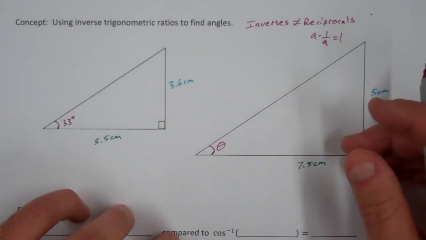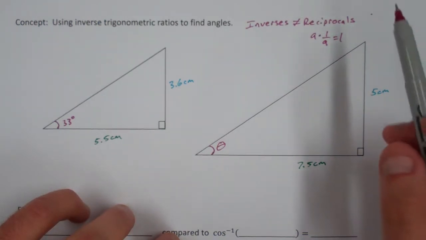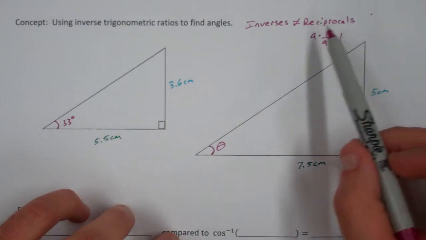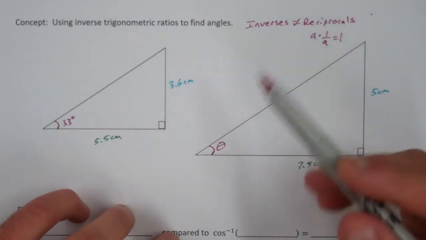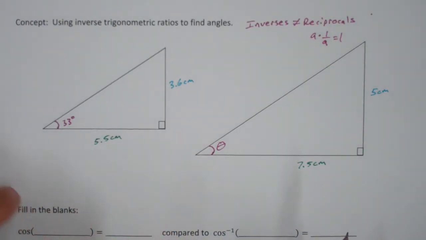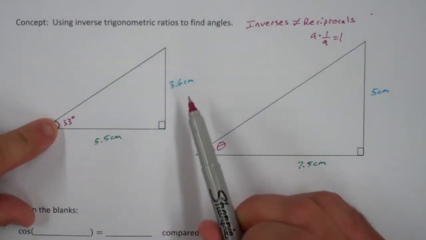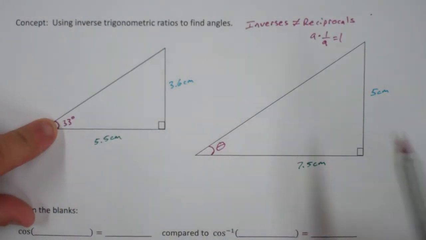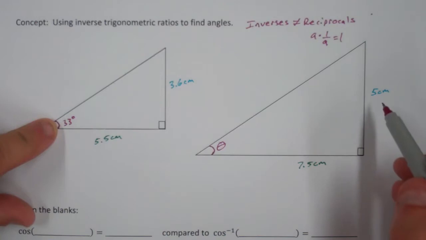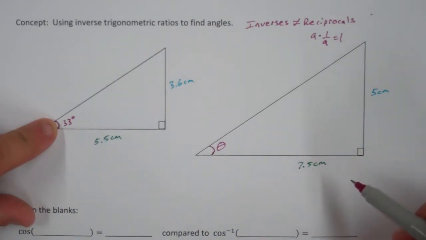And with trigonometric functions, we need to be very careful with what a reciprocal is and what an inverse is, and the two are very, very different. So let's take a look at these triangles that I've written down. You've got this angle here at 33 degrees, and that's the actual angle measure, and you can measure it as well if you'd like to on your note sheet if you're following along. And then I've also measured these sides here. So this side's 3.6, 5.5 in centimeters, and then you've got the larger triangle here with 5 and 7.5.